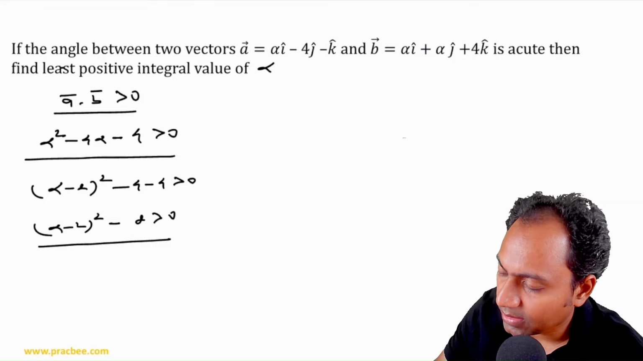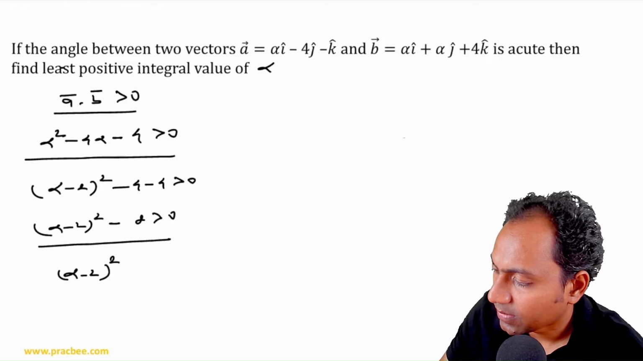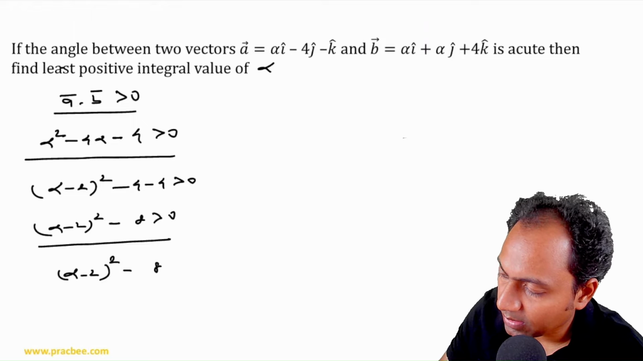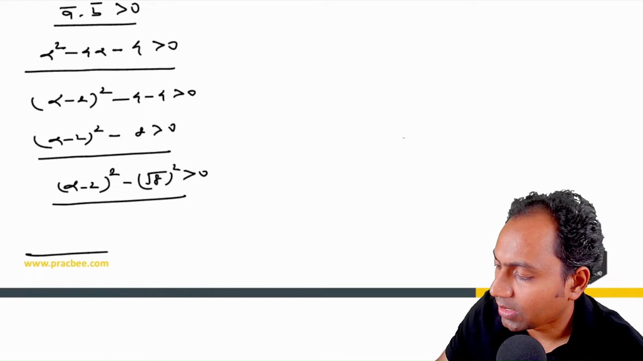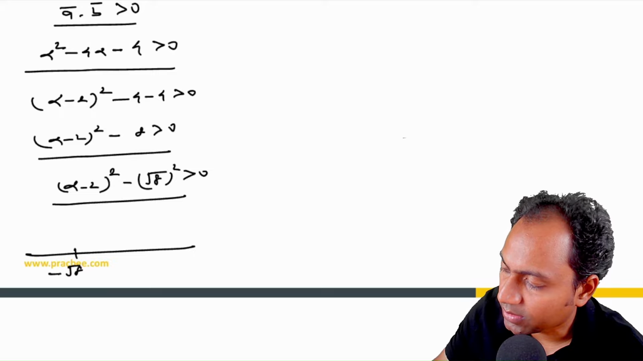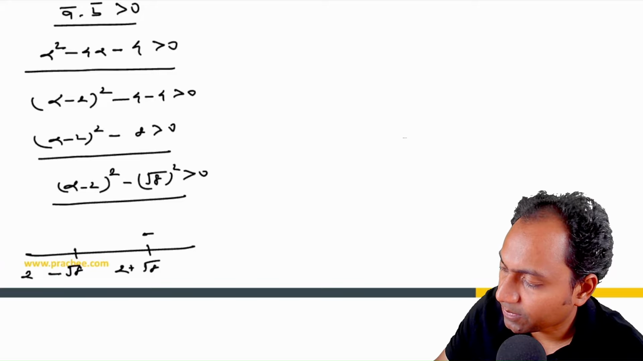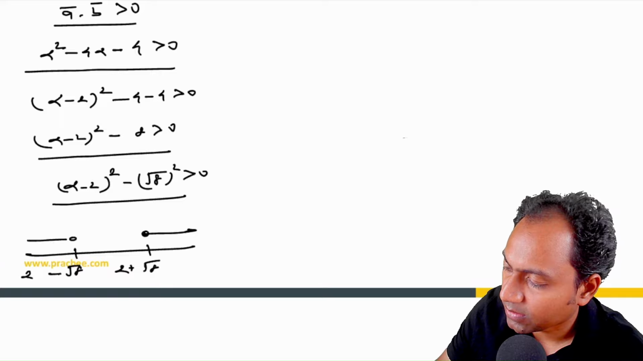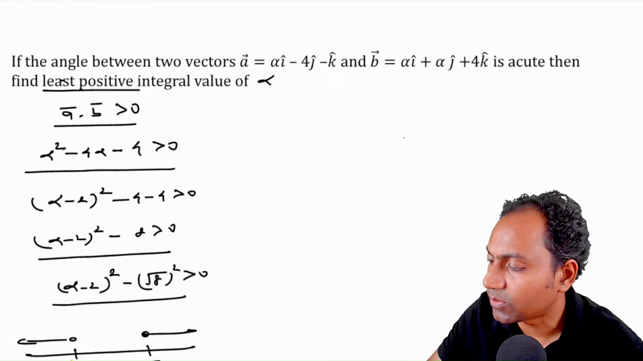So you can see that (alpha - 2) whole square minus this will become root 8 whole square. So you can see that from here your alpha minus 2 will lie either between minus root 8, or it can be smaller than that, and so if I find the value of this, these are the possible values that we are getting. Now what they're saying is the least positive integral value of alpha.